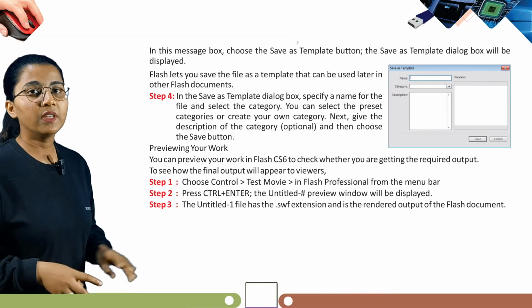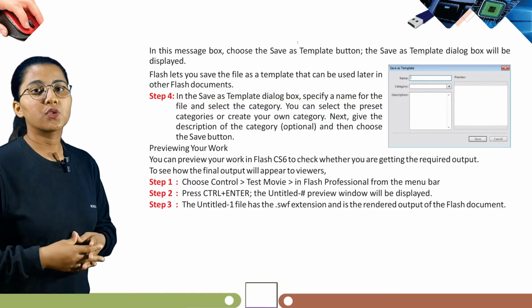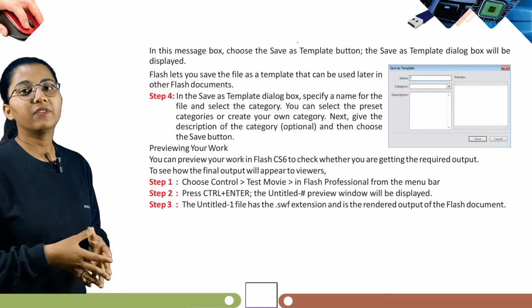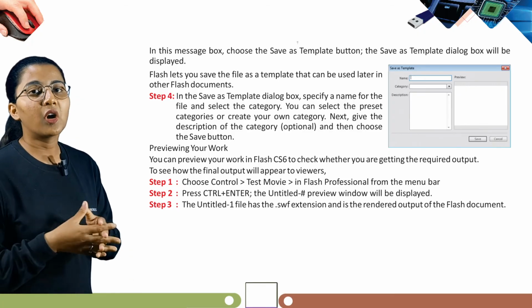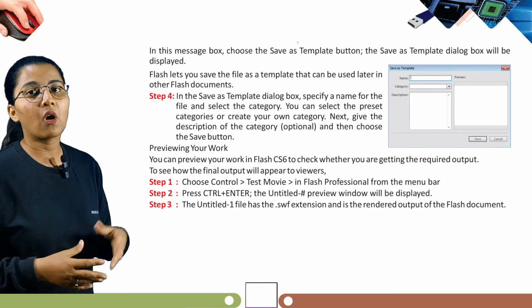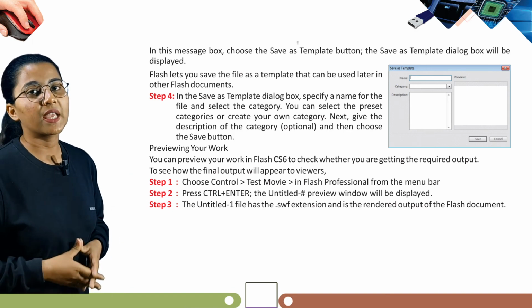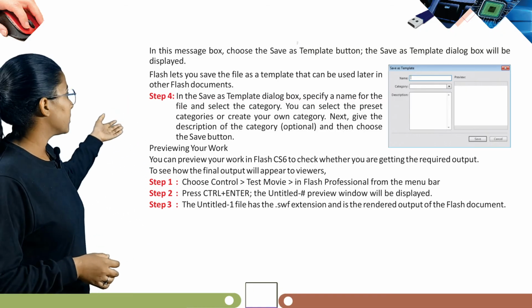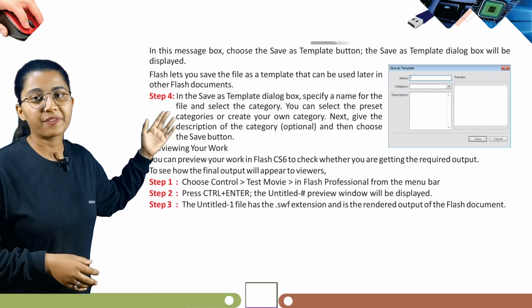Now next we have saving the Flash document as a template. To save a document, choose File, then Save. Enter a name for the file and choose a location on your hard drive to save it. You can save Flash work files in a FLA format. So students, here is the interface you might see when you are going to save the FLA files.